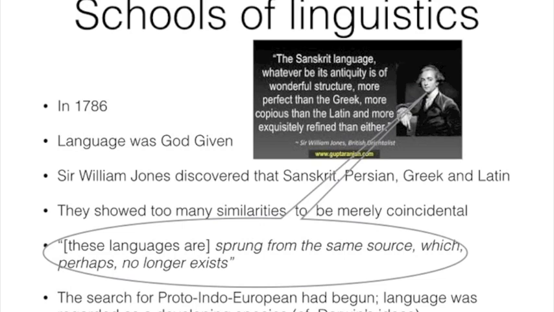And therefore, here comes the beginning of the study of historical linguistics, to go back into Indo-European language, to try to find out or to build a picture of this mother language from which Sanskrit, Persian, Greek, and Latin came. Okay? So these are the main features of this school.